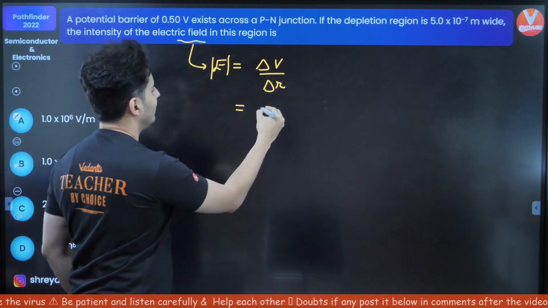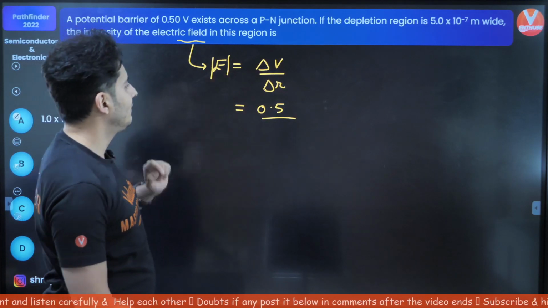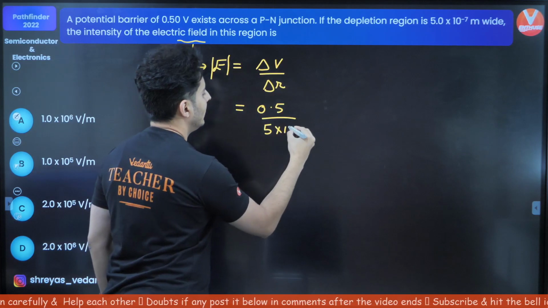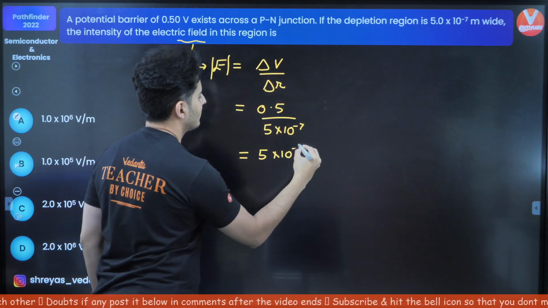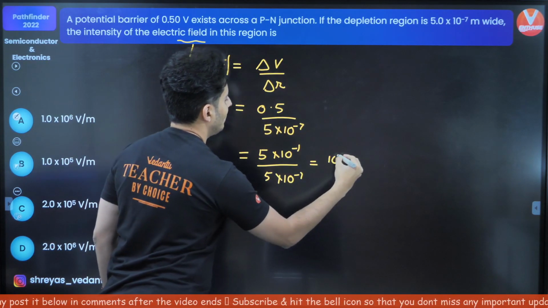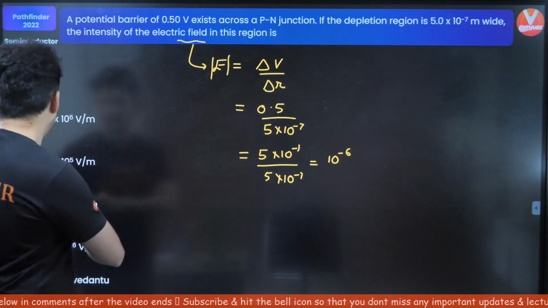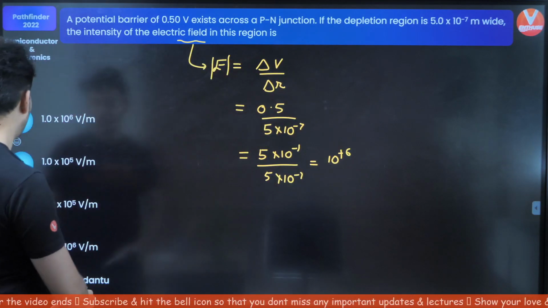Del V, potential difference is 0.5. Del R, what is the del R? It is 5 into 10 to the power minus 7. So what is this? 5 into 10 to the power minus 1 upon 5 into 10 to the power minus 7. So this will become 10 to the power minus 6. That's it. Do I have 10 to the power plus 6, my bad. 10 to the power plus 6 somewhere over here?